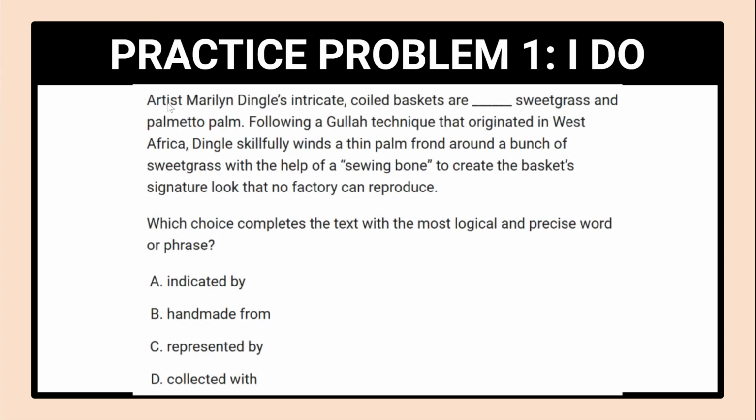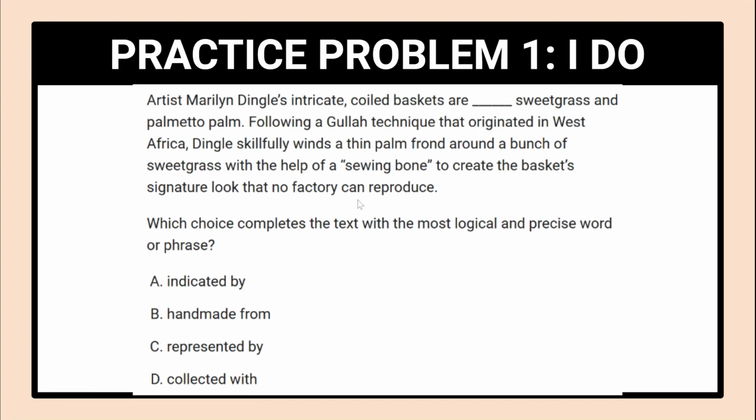Practice problem. Artist Marilyn Dingland's intricate coil baskets are blank, sweetgrass and palmetto palm. Following a Gullah technique that originated in West Africa, Dingle skillfully winds a thin palm frond around a bunch of sweetgrass with the help of a sewing bone to create the basket's signature look that no factory can reproduce. Which choice completes the text with the most logical and precise word or phrase? Indicated by, handmade from, represented by, or collected with.